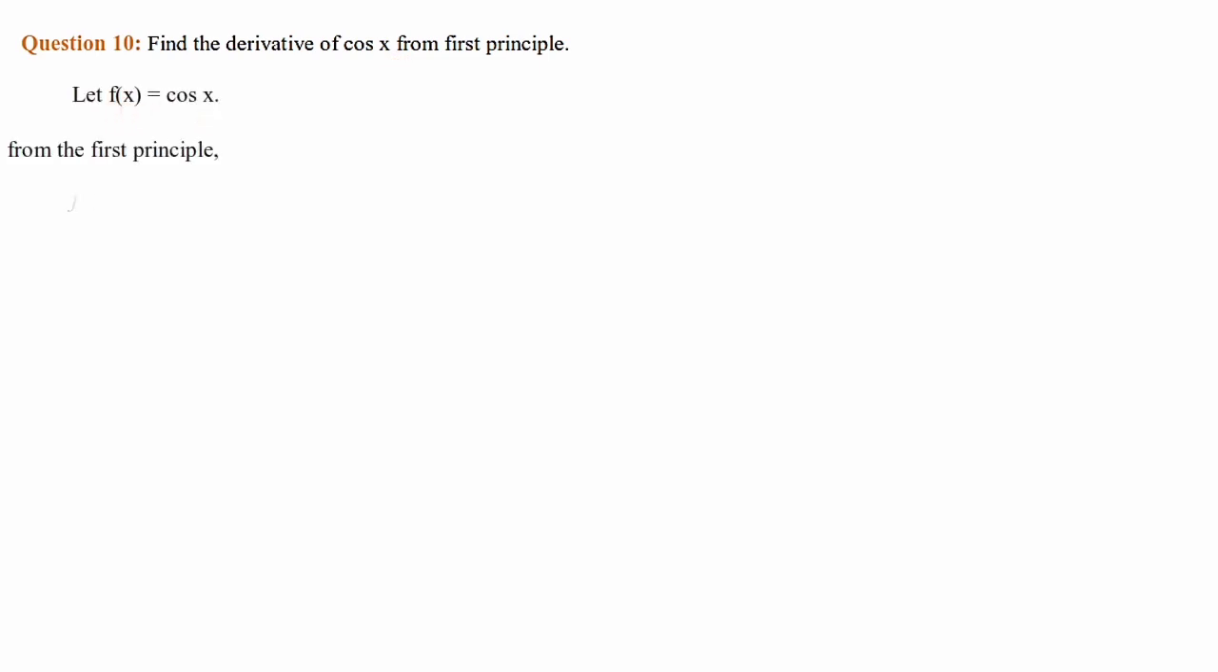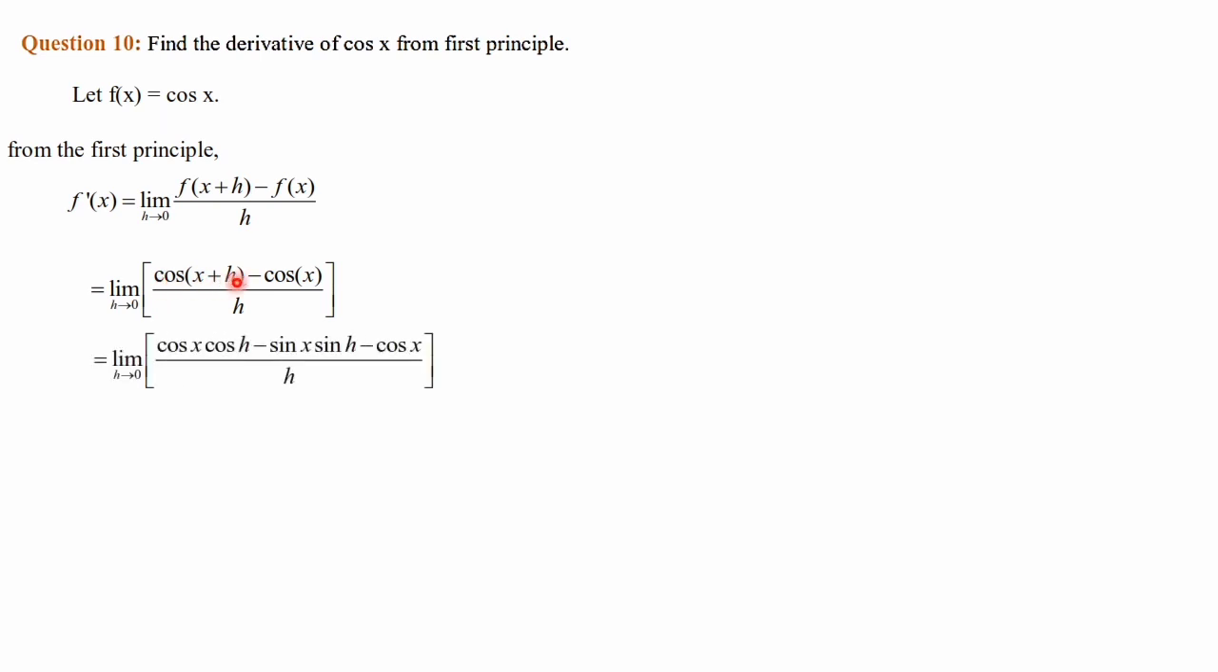Then by using first principle we can write f dash x is equal to limit h tends to 0 of f of x plus h minus f of x by h. That means limit h tends to 0, f of x plus h, where x is replaced by x plus h, that is cos of (x plus h), minus f of x, which is cos x, so cos (x plus h) minus cos x by h. Here we use the cos a plus b formula, cos a cos b minus sin a sin b. By using that formula we can expand this: cos x cos h minus sin x sin h, minus this cos x written here, divided by h.